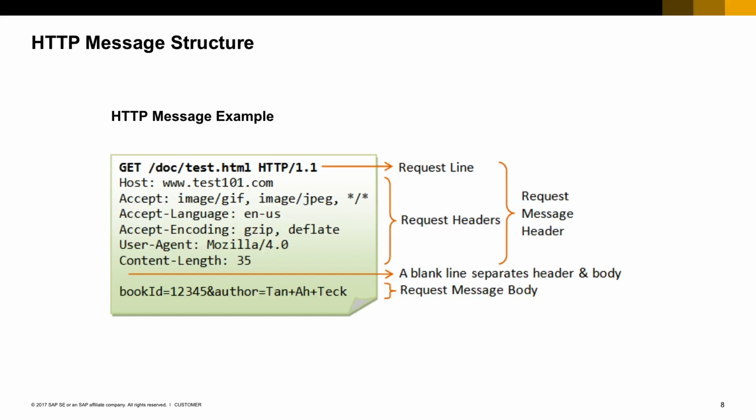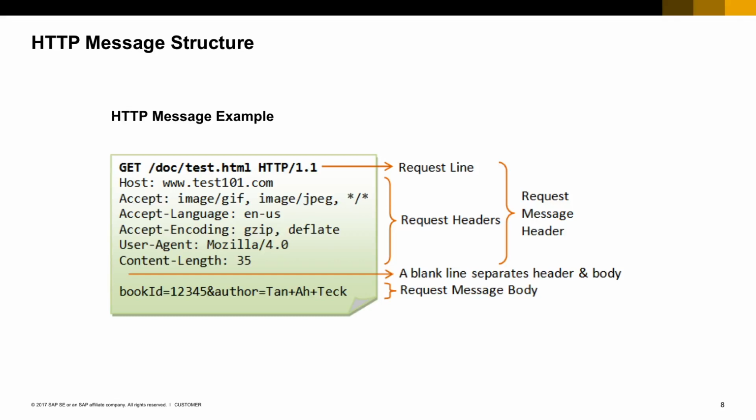It accepts some kinds of files, like images, and also star slash star at the end, which means no filter. The browser is accepting everything. The language and some other attributes are also specified. Those are attributes in the header of the message. In the message body, you can see that it has some parameters to specify one book ID and one author. Those are customized parameters and could be applied in any case.